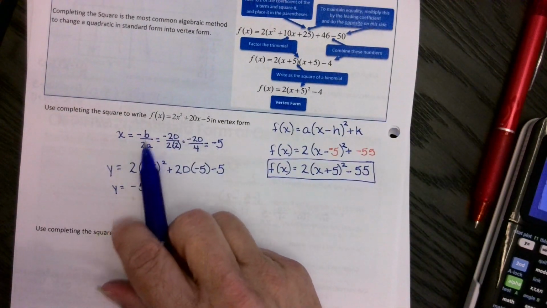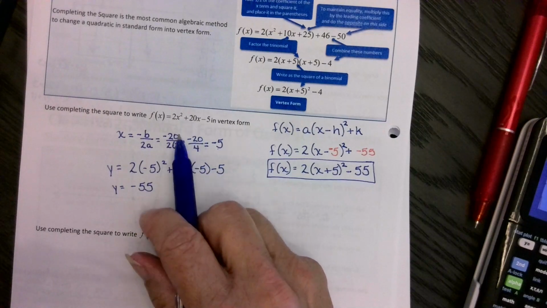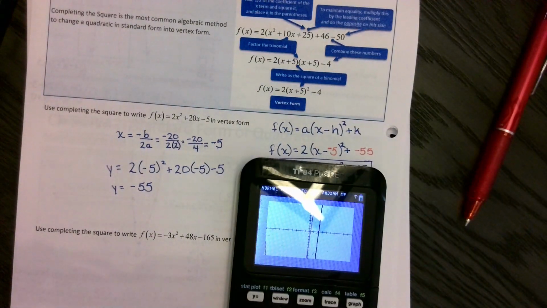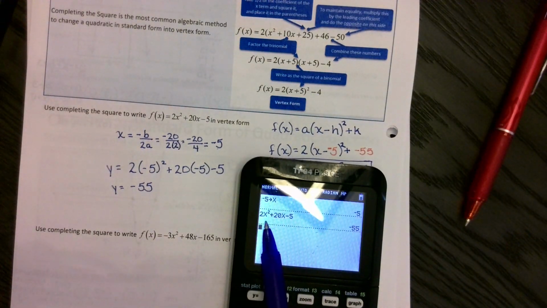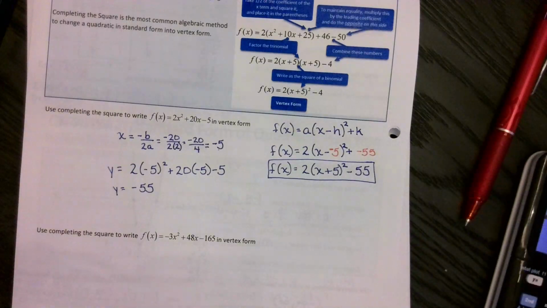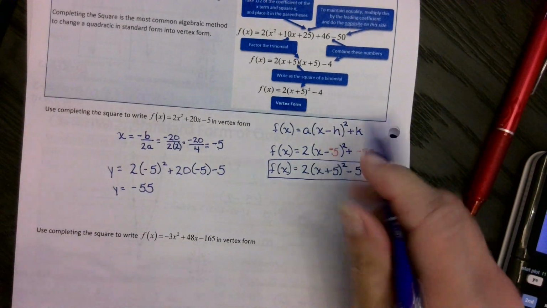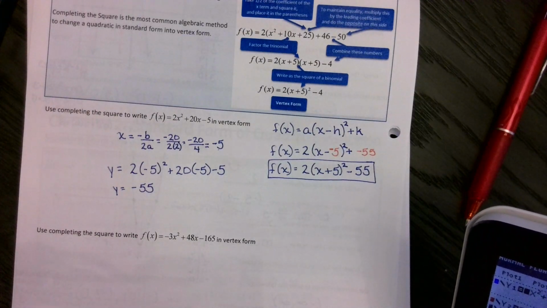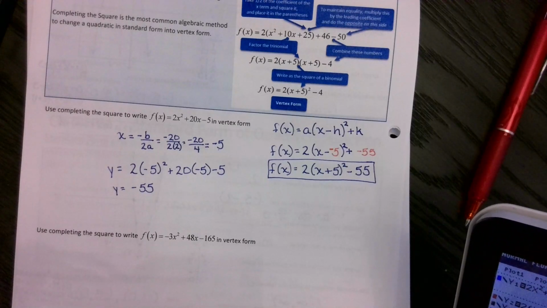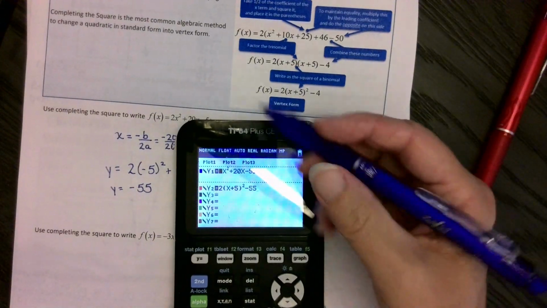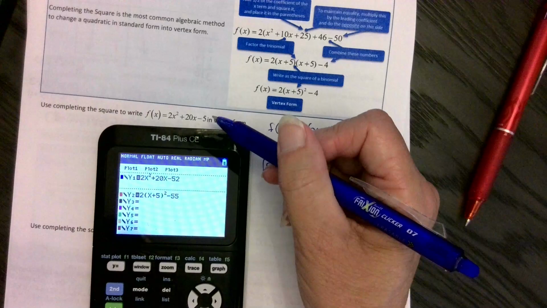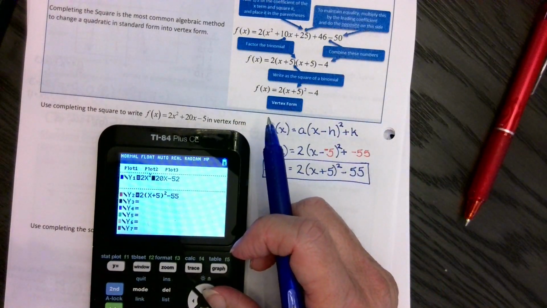Okay, let's try this. Negative b over 2a. So negative 20 over 2 times 2, which is 4, which is negative 5. When I plug it in, I get 2. Oh, did I do it right? If I could use my calculator right, I still have a 2 there. It should be minus 5, not 52. I was going to say, all my work was right.